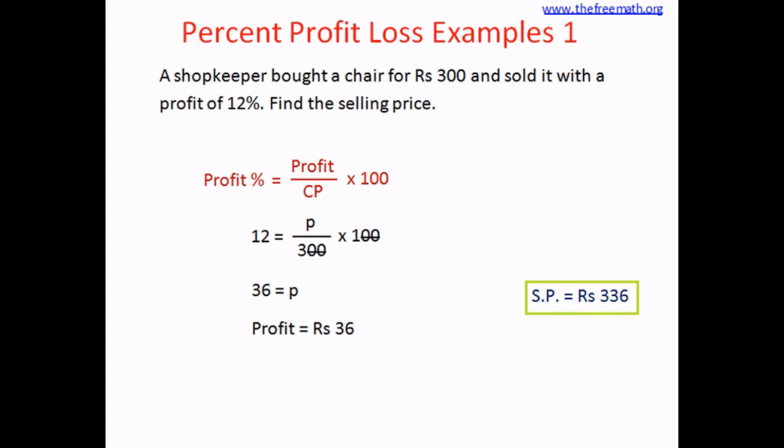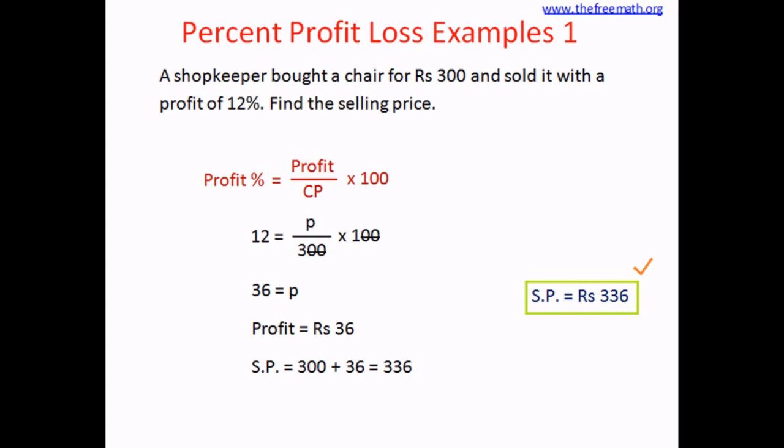But we need to find the selling price. So the selling price equals cost price plus profit. That means 300 plus 36, which is 336. So this value matches with our answer using the previous method. Previously our answer was 336 rupees and now also you got selling price as 336 rupees. So whichever method you like, you can use that method to solve this problem.